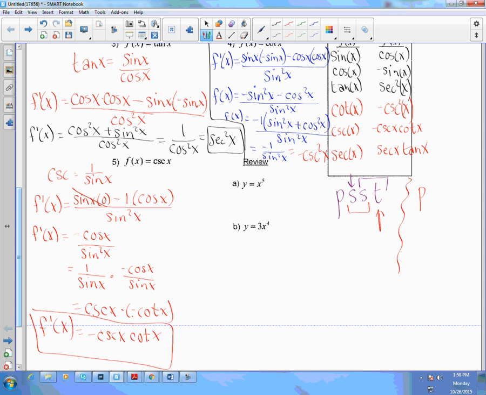So the secant shortcut is secant tangent, that's this one. And the tangent shortcut is secant squared, that's that one. I don't have a shortcut for the other two, I forgot what it is off the top of my head.